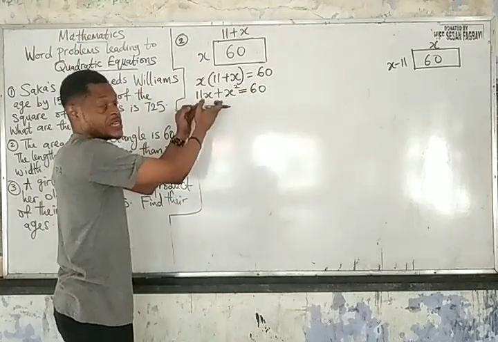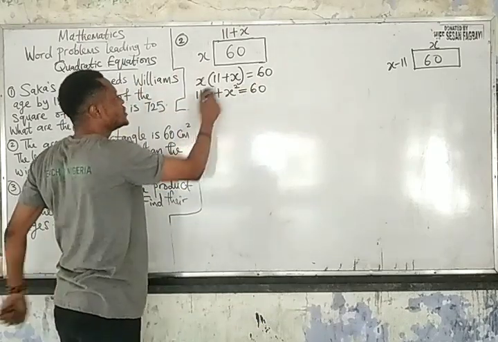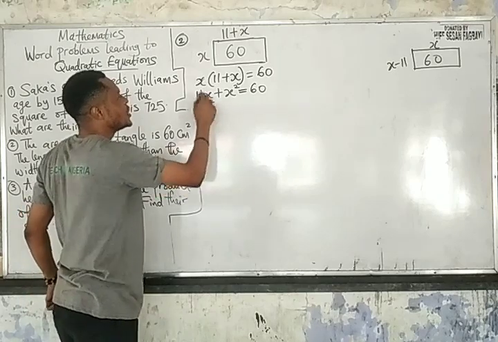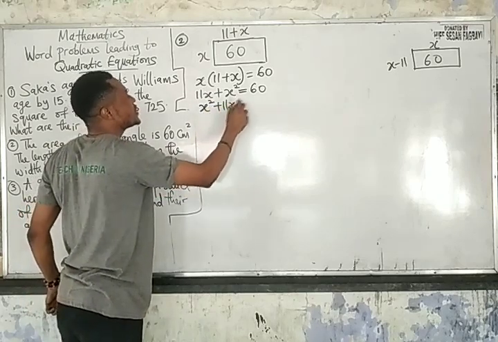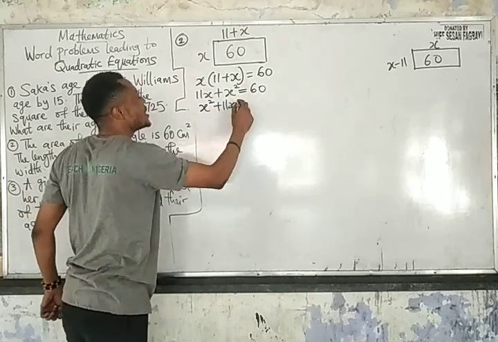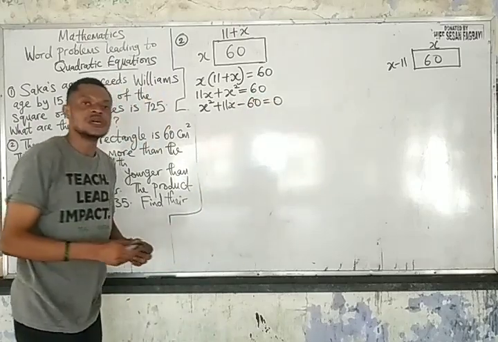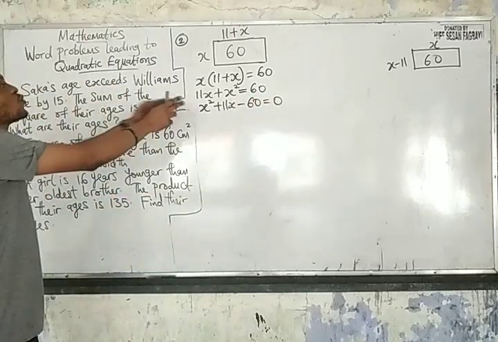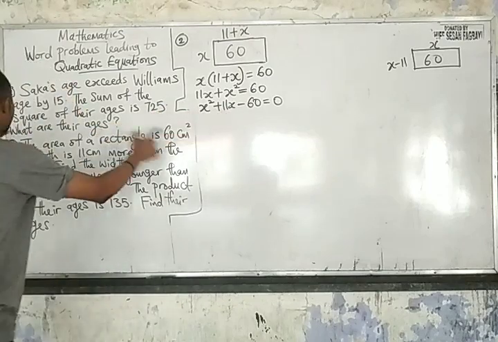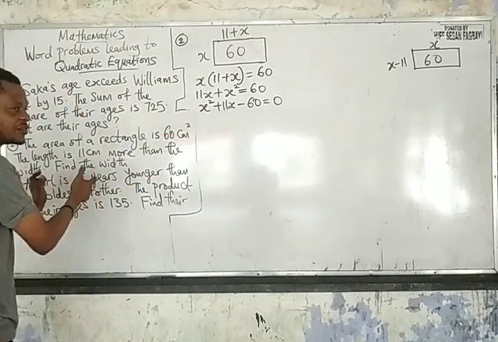We just want to rearrange it. They are not crossing over. So the x squared first, then we have plus 11x, then the 60 comes here, it becomes minus 60, everything equals 0. Now we have our quadratic equation from this set of words given.